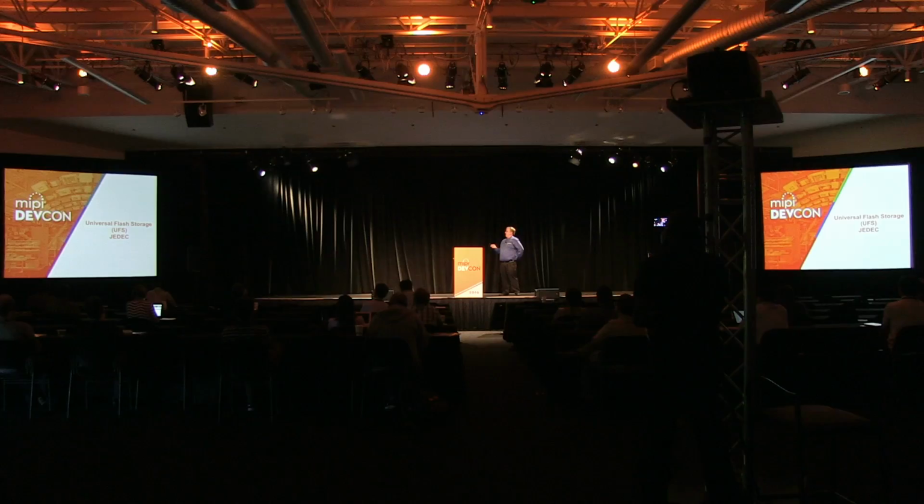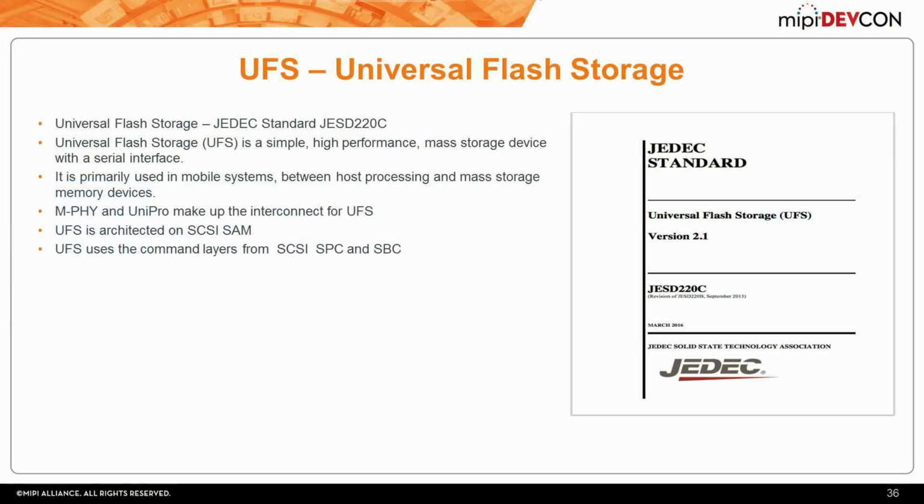UFS, as you heard from the previous presentation, is the Universal Flash Storage Protocol. It's written by JEDEC. The current version is 2.1, and it's a JEDEC standard. It's primarily used in mobile systems, as you know, and it's really a development from eMMC, or a replacement for eMMC and SD cards that we see. M-PHY and Unipro are specified as the transport and the PHY for UFS, and it's basically built around the SCSI architecture model.